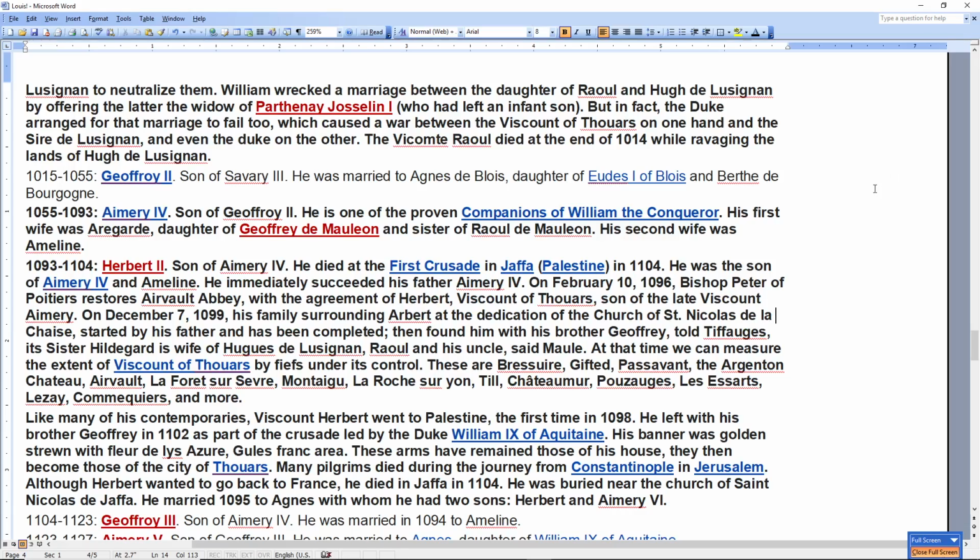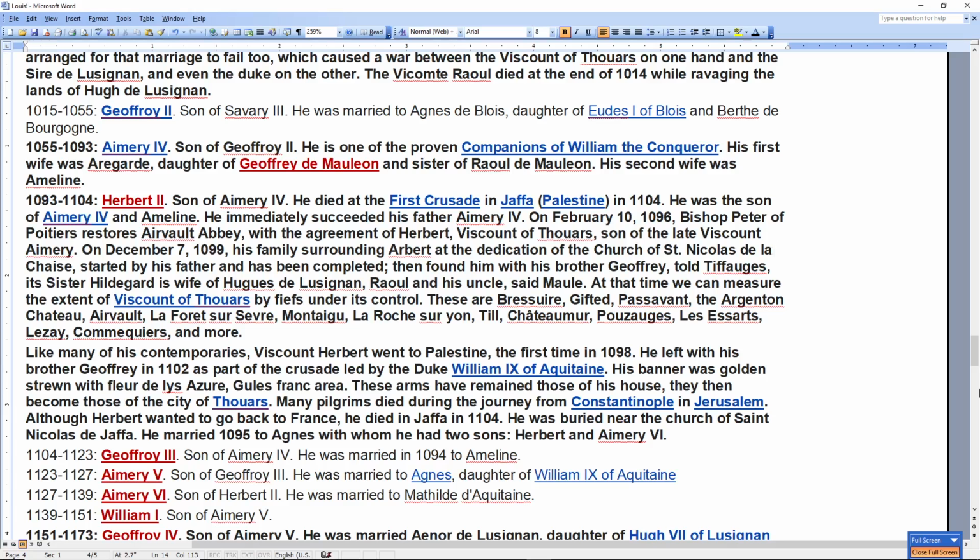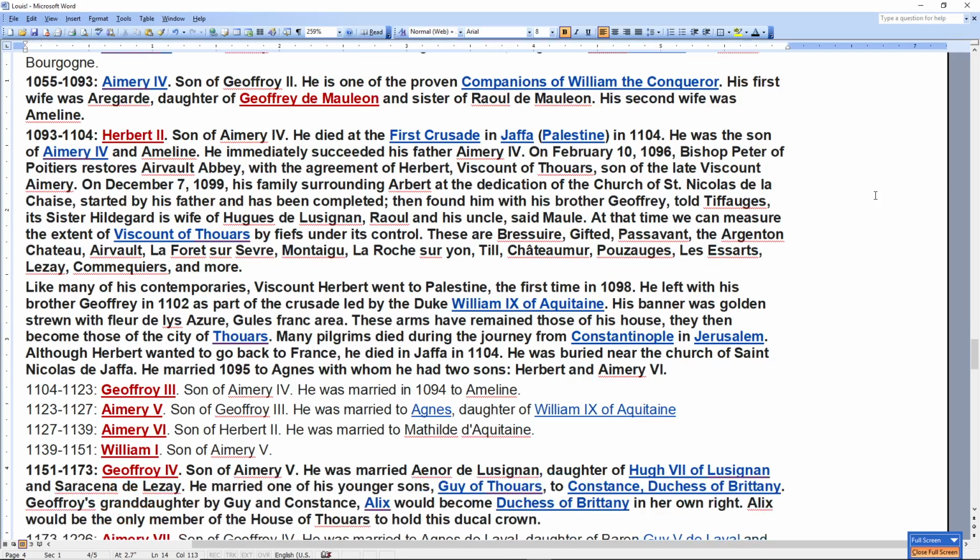So look at some of these names down here. Aquitaine. You can read some of this. I'm not going to read it. But the William of Aquitaine. Remember some of these names. Aquitaine. And of course we have Thouars. So we're going to move down here. If you want to pause it, you can pause it, and I'm not going to stop.